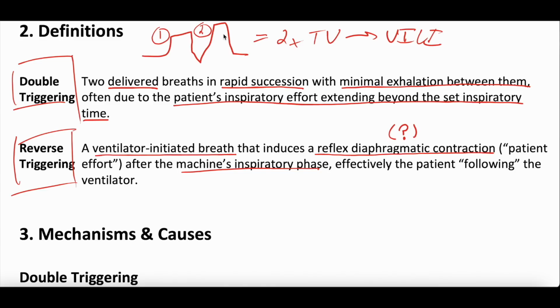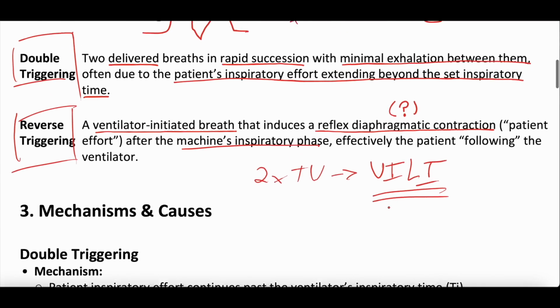There's one breath, second breath, but in double triggering, it's because the patient is trying to breathe longer than the ventilator is giving a breath for. Whereas in reverse triggering, the ventilator gives a breath, it causes the diaphragm to have this reflexive contraction, which then fools the ventilator into thinking they want another breath. Both, though, can cause two times the tidal volume, which can cause not only ventilator desynchrony and patient discomfort, but ventilator-induced lung injury as well.